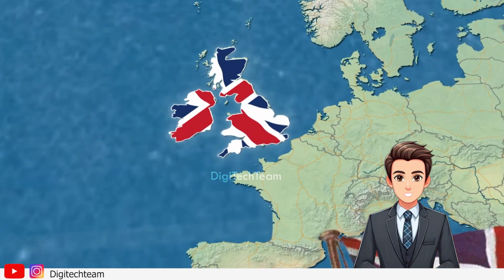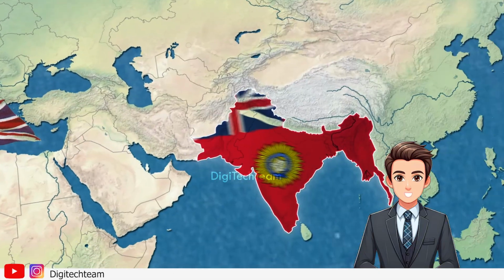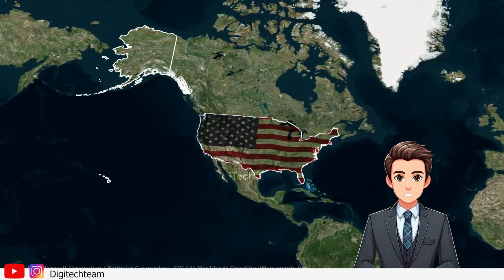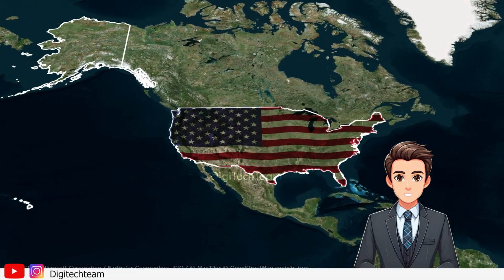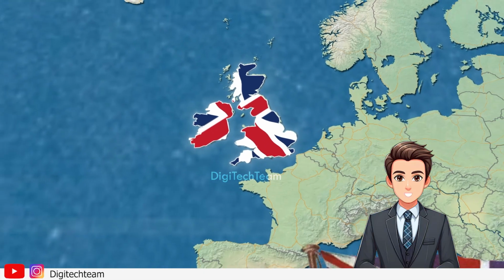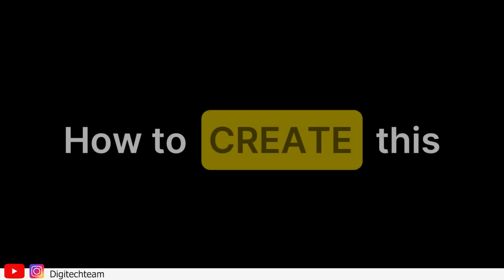Hi everyone, and welcome back to another episode of Map and War Animation course. In this video, you are going to learn how to create this flag wave effect inside any country boundaries and outside anywhere in a very simple and effective way using GeoLayer 3 inside After Effects.